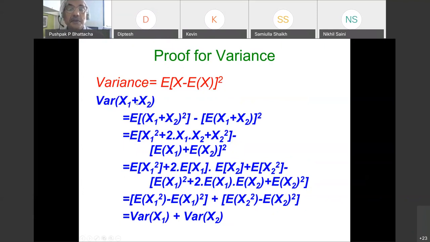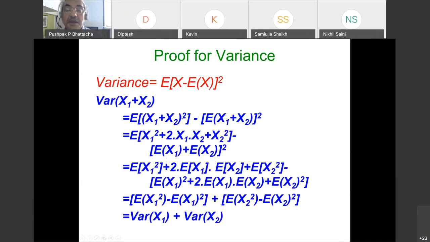So variance of x1 plus x2 therefore will be, by definition, expectation of (x1 plus x2) square minus expectation of (x1 plus x2) whole square. So expectation of (x minus Ex) square, by applying some algebra, comes out to be expectation of x square minus (expectation of x) whole square. Okay, so variance is equal to E[x square] minus (E[x]) whole square. So variance of x1 plus x2 is expectation of (x1 plus x2) square minus (expectation of x1 plus x2) whole square.